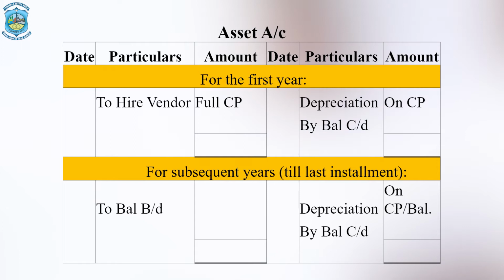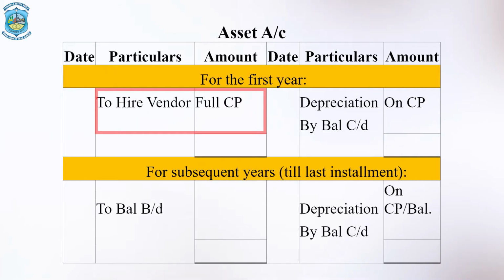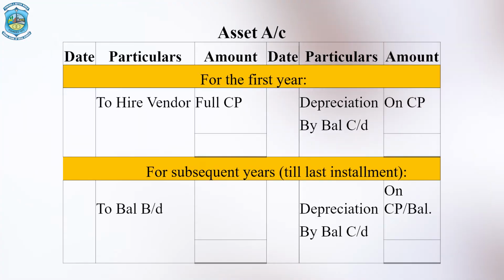Why? Because in the very first entry, the purchaser records the asset account with the entire cash price in aggregate and credits the hire vendor in the very beginning. So, under this method, the asset account is debited on the date of agreement itself, that is on the date of purchase, as to hire vendor with the entire cash price. Now, as and when the amount is being paid, this particular payment is not going to affect our asset account. All right. Every time the installment has been paid, hire vendor gets debited and the asset account does not get affected because of payment or installment becoming due.